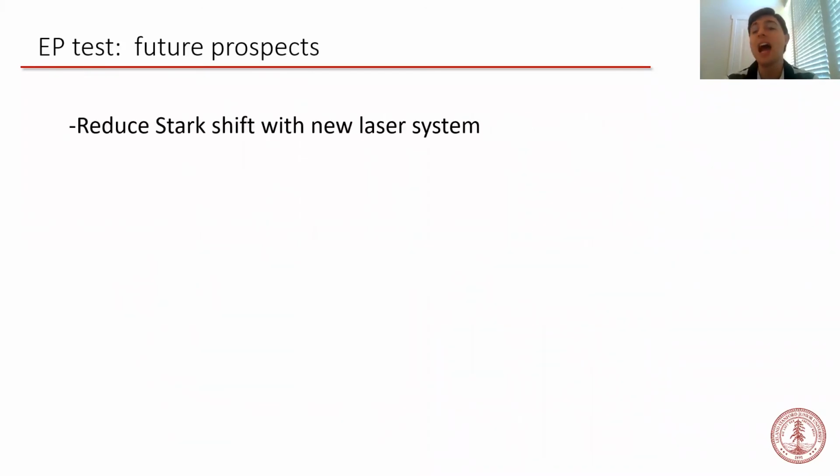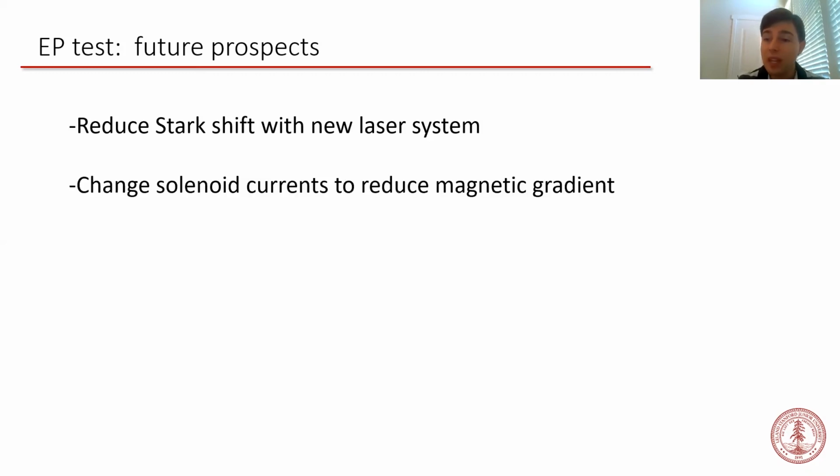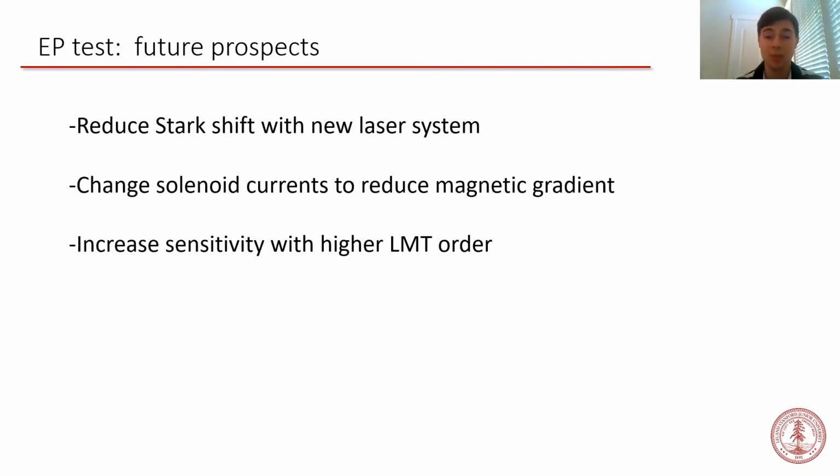So how can we reach even higher accuracy in this experiment? The largest source of systematic error, as we saw before, is the Stark shift, which can be reduced by using a new laser system in which the frequency components are even more detuned from the single photon resonance. We've already constructed a new laser system with 10 times higher detuning, and we'll be installing it in the apparatus as soon as we're allowed to go back in the lab. The magnetic field gradient can be reduced by tailoring the current through our segmented solenoid coil. And finally, by reducing losses from spontaneous emission, this new laser system might also enable us to increase the sensitivity by increasing the LMT order.